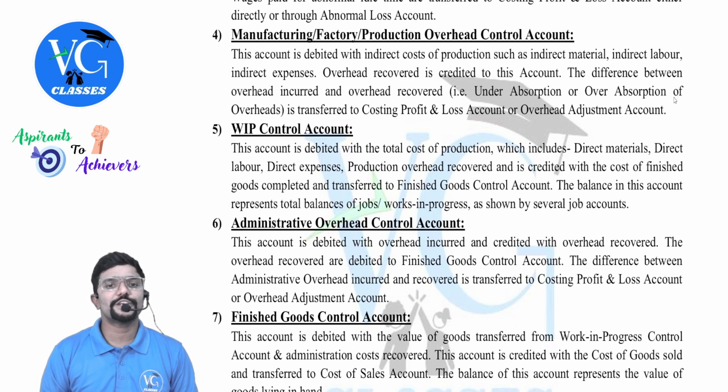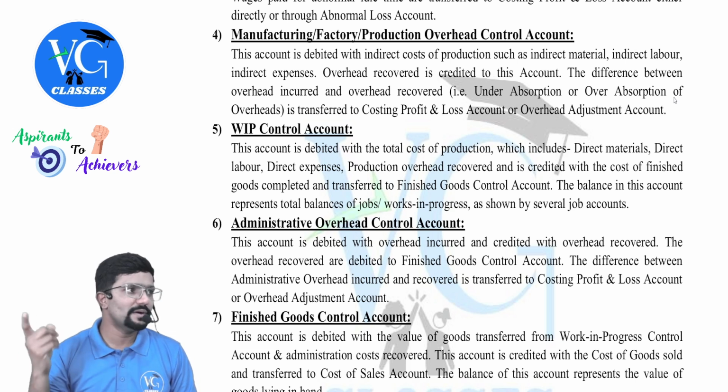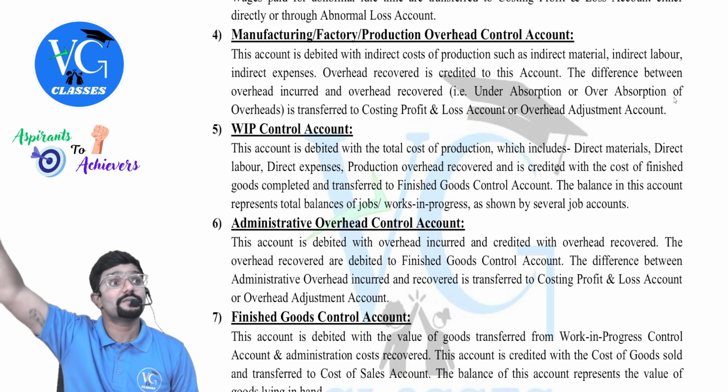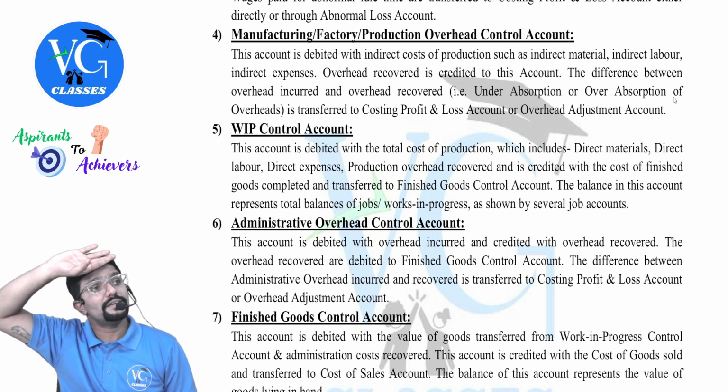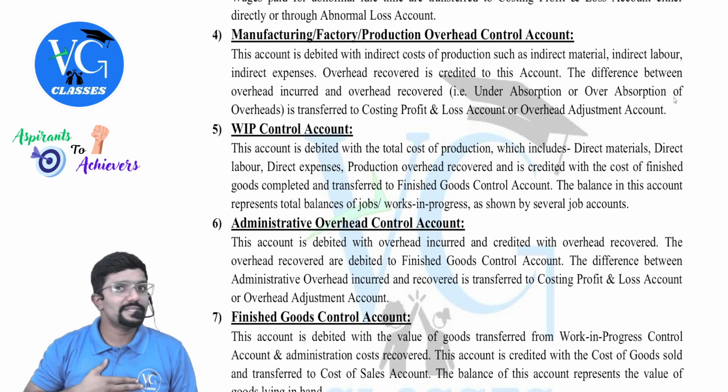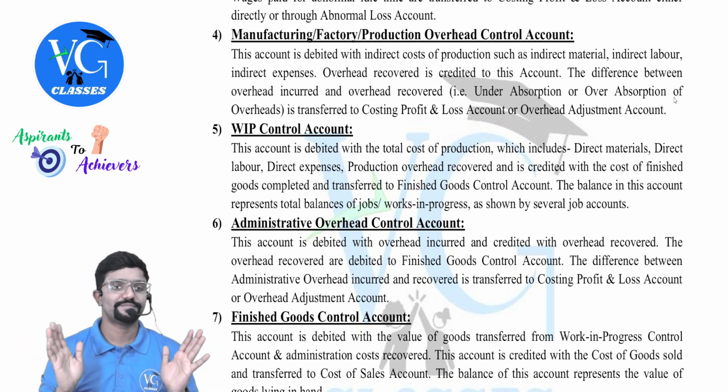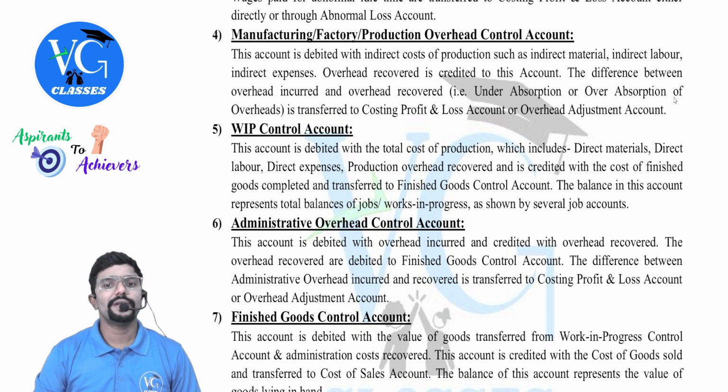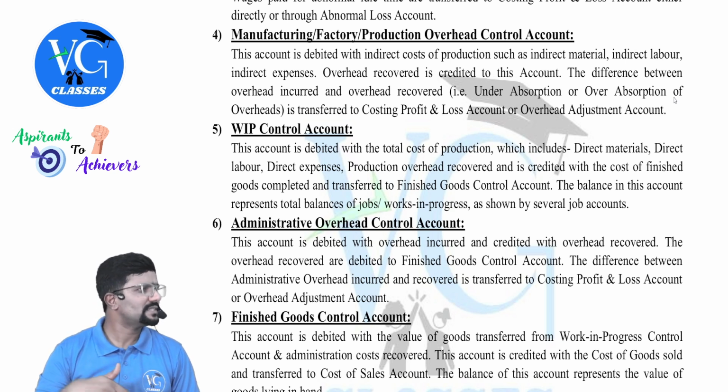Coming to manufacturing, factory or production overhead control account. This account is debited with indirect cost of production such as indirect material received, indirect labor received. Because if they have given, they would have credited; I am receiving it, so debit what comes in. Overhead recovered is credited to this account. But where do we transfer it? Manufacturing overhead absorbed, we will transfer it to which account? WIP control account. Next account.